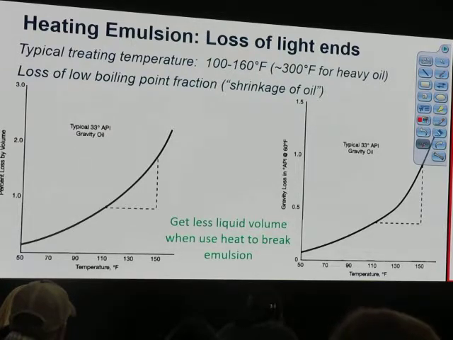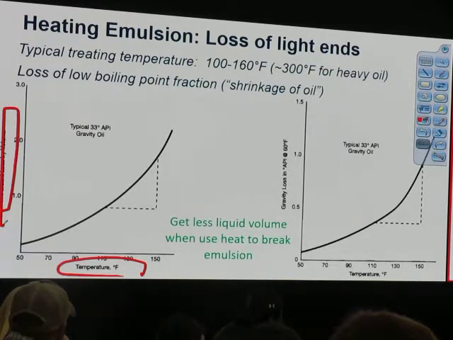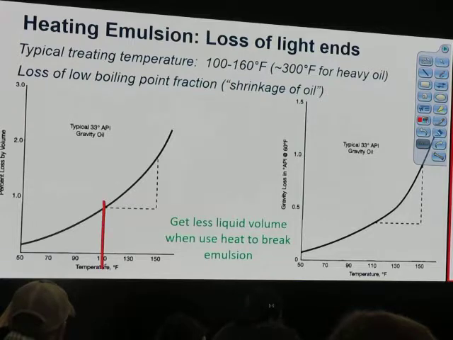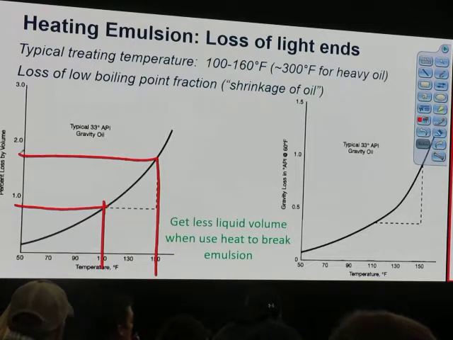This chart tells the temperature in degrees Fahrenheit and percent loss by volume. How much percent is lost by volume if we heat to 100 F? If we heat to 100 F, we lose less than 1%. At 150, maybe we lose like 1.8% or something. So this tells us how much oil is going to be lost. Do we like it? Maybe not.